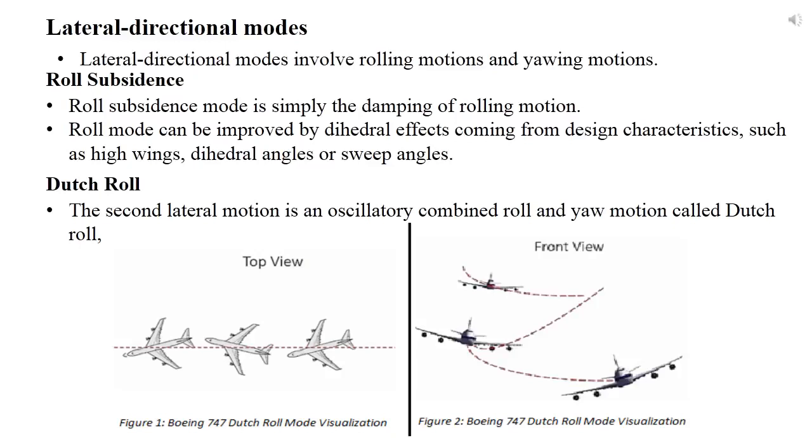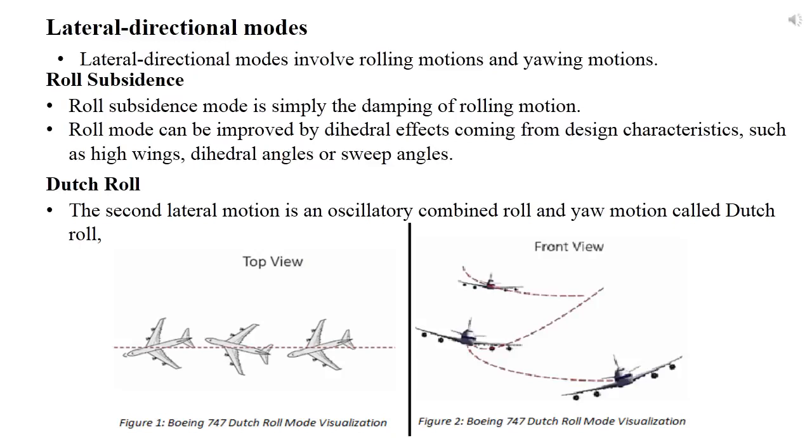Roll subsidence mode. Roll subsidence mode is simply the damping of rolling motion. There is no direct aerodynamic moment created tending to directly restore wings level, i.e. there is no returning spring force/moment proportional to roll angle. This prevents large roll rates from building up when roll control inputs are made, or it damps the roll rate, not the angle, to zero when there are no roll control inputs. Roll mode can be improved by dihedral effects coming from design characteristics, such as high wings, dihedral angles, or sweep angles.